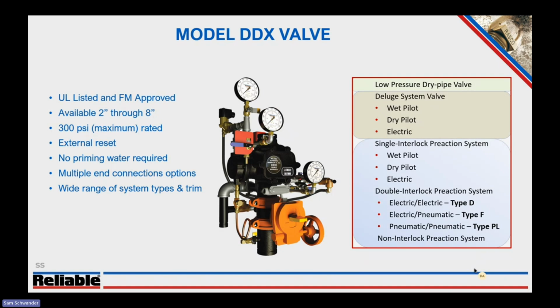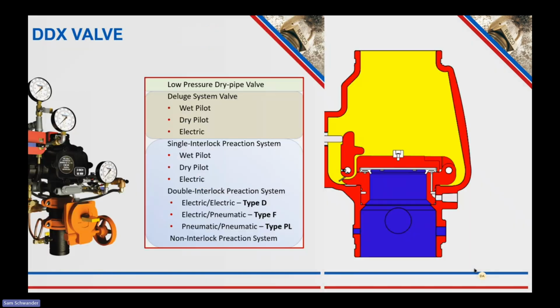The platform of the DDX is a deluge valve, but we have different trims that we can use to make it a low pressure dry pipe valve, deluge, as I mentioned, or all these different pre-action systems: single interlock pre-action, double interlock pre-action, non-interlock pre-action. So with this one valve, we can touch on three different types of systems: dry, deluge, and pre-action.